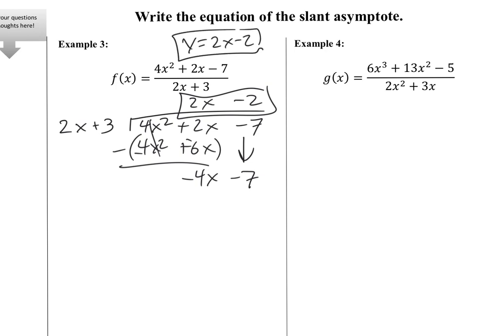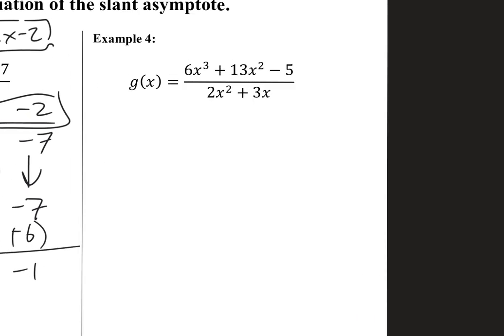Boom, boom, boom. Now, if you do want to keep going, sure, go ahead. You get negative 4x. Negative 2 and positive 3 makes negative 6. And then you could subtract. And then these would turn into plus, and you get a negative 1 as a remainder. But again, we don't care about that. We just care about what we get here as the answer. Okay? All right. So I want you to try example 4 on your own.